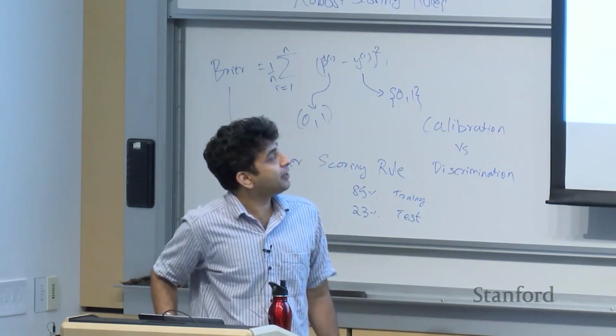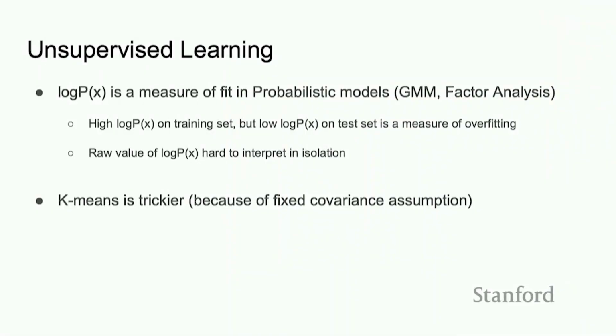So log P of x can be used as an evaluation metric to measure the gap between your training likelihood and the test likelihood, to see if your unsupervised model has overfit or not.